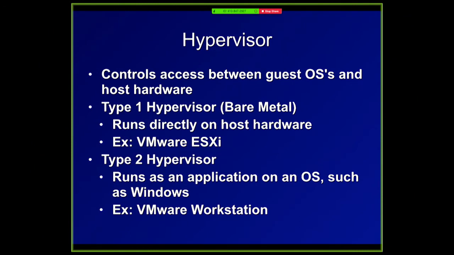Type 1 hypervisor runs on bare metal like ESXi. Type 2 runs on top of an operating system like VMware Workstation. So you're running Windows and then you're running Linux on top of Windows, which is of course slower and more wasteful, but more versatile.